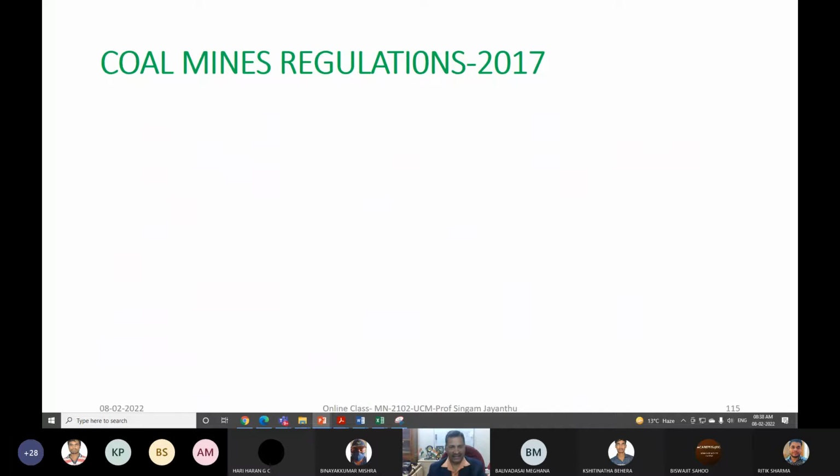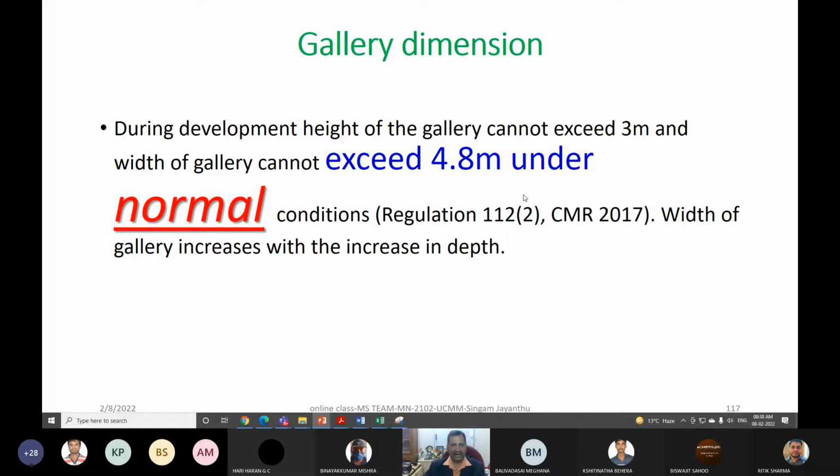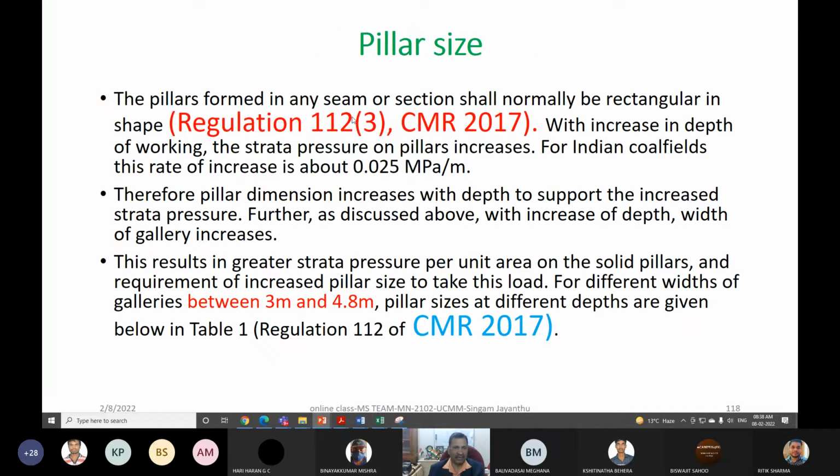And here, this is what I just wanted to show you. From that, already you understood, my beloved students. I am giving a gist now here. And for 5 more minutes, now it is 8:26, I will show you something more, a gist of it. As you have seen in different regulations, during development, height of the gallery cannot exceed 3 meter. Already you have seen all these regulations, these numbers, of course, you can see in the regulation book. There may be one number here and there, don't worry for that. Now the pillars formed in any seam or section shall normally be rectangular in shape, as in that draft regulation I provided there.